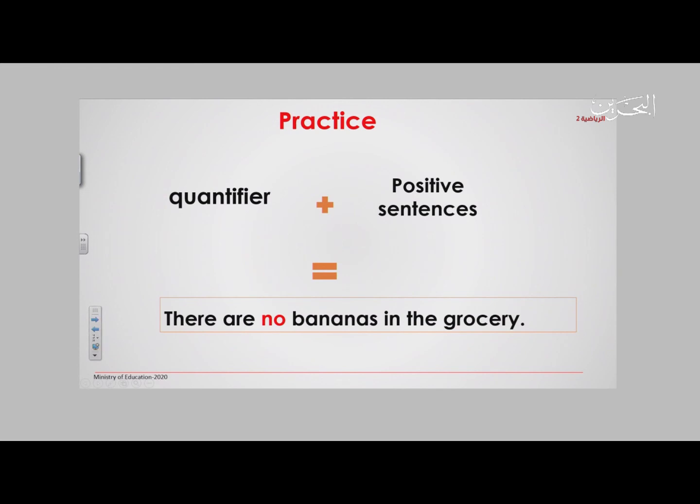There are no bananas in the grocery. Again, bananas countable. I can use no. If I want to use no, can I use it with uncountable? Of course, yes. For example, there is no coffee in the cupboard, for example.